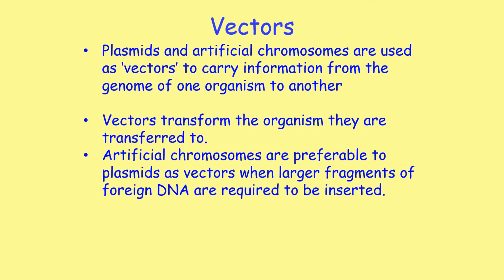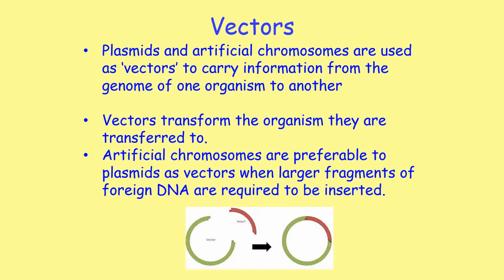However, plasmids are not the best to use, and actually what we tend to use is artificial chromosomes, because we can carry a lot larger fragments of foreign DNA in an artificial chromosome than a tiny plasmid. So artificial chromosomes are used preferably to plasmids because they can carry more genetic information. You'll see why we need to carry more genetic information as we go further through this lesson.